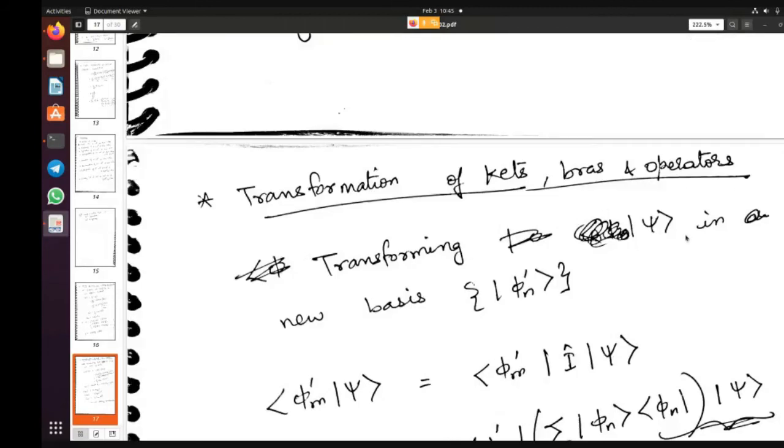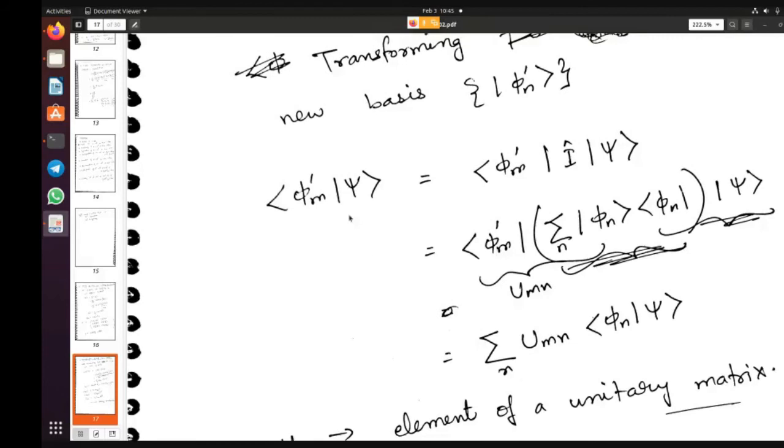So we can transform the ket psi in a new basis phi n dash. How will we do that? We just multiply everything with phi m dash, so phi m dash psi. Then this is the same as putting an I in between. I is something that you can put anywhere, meaning it has to be next to a vertical line, but that is the only rule. So here in between you can put it.